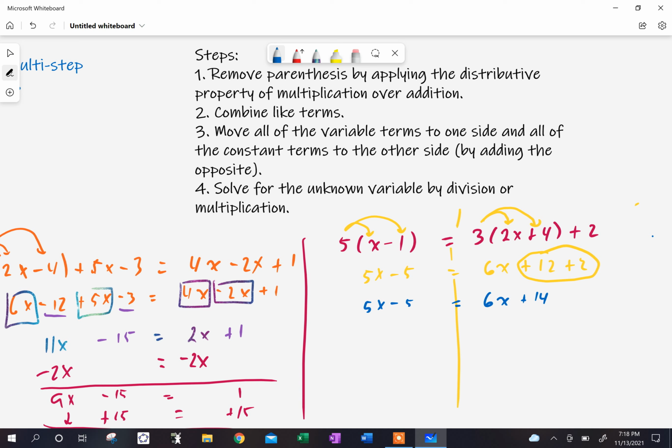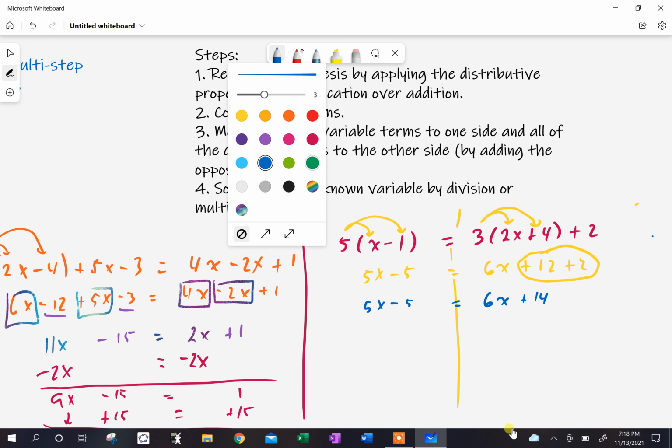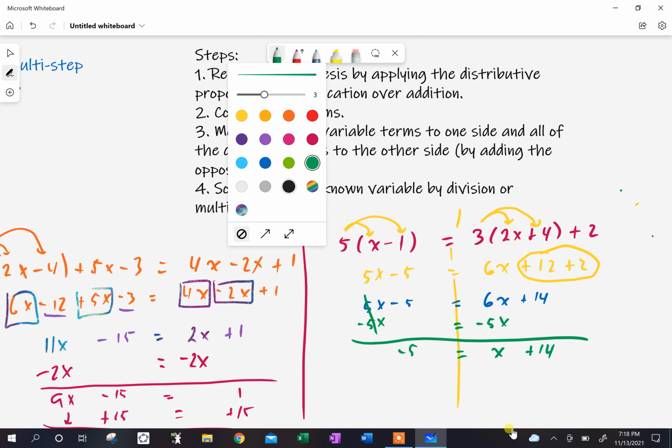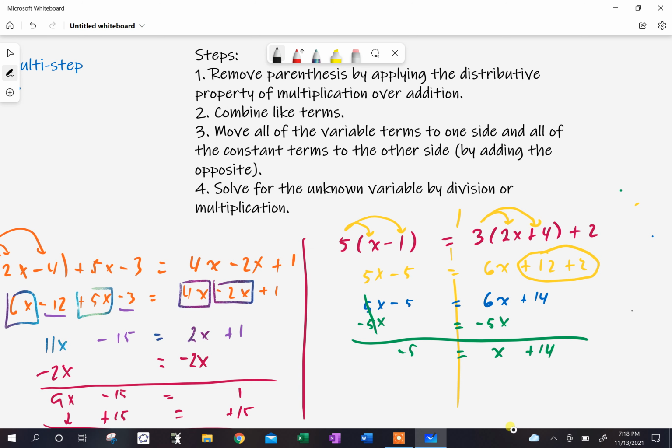Now, I'm going to move all my variable terms to one side and all my constant terms to the other. One of the things I always strongly recommend is looking for the smaller variable term. In this case, 5x is smaller than 6x. So I'm going to subtract 5x from both sides. And the reason why I do that is because I'm going to be left with a positive variable term. And all that means is at the very end of my problem, I'm just not going to have to divide by a negative. That's all it means. So you can do it the other way, and it certainly doesn't hurt.